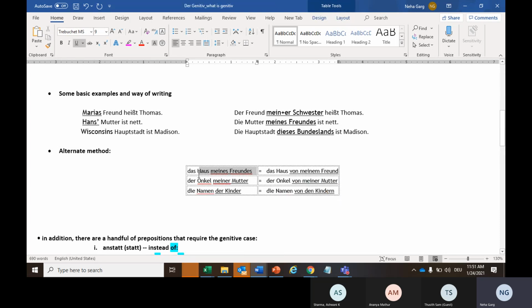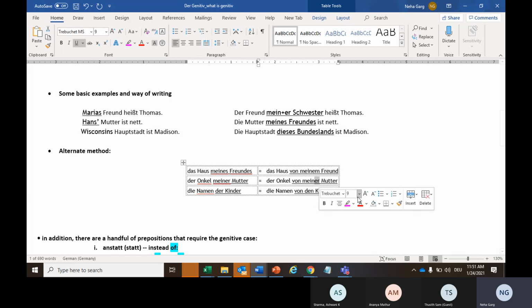So, "das Haus meines Freundes." Either you can write it this way, the house of my friend, or you can write "das Haus von meinem Freund." But here, this will not remain genitive. This will change into dative because here I have used "von," which is a dative preposition. So here changes will be as per the dative case only. So here it will be "em."